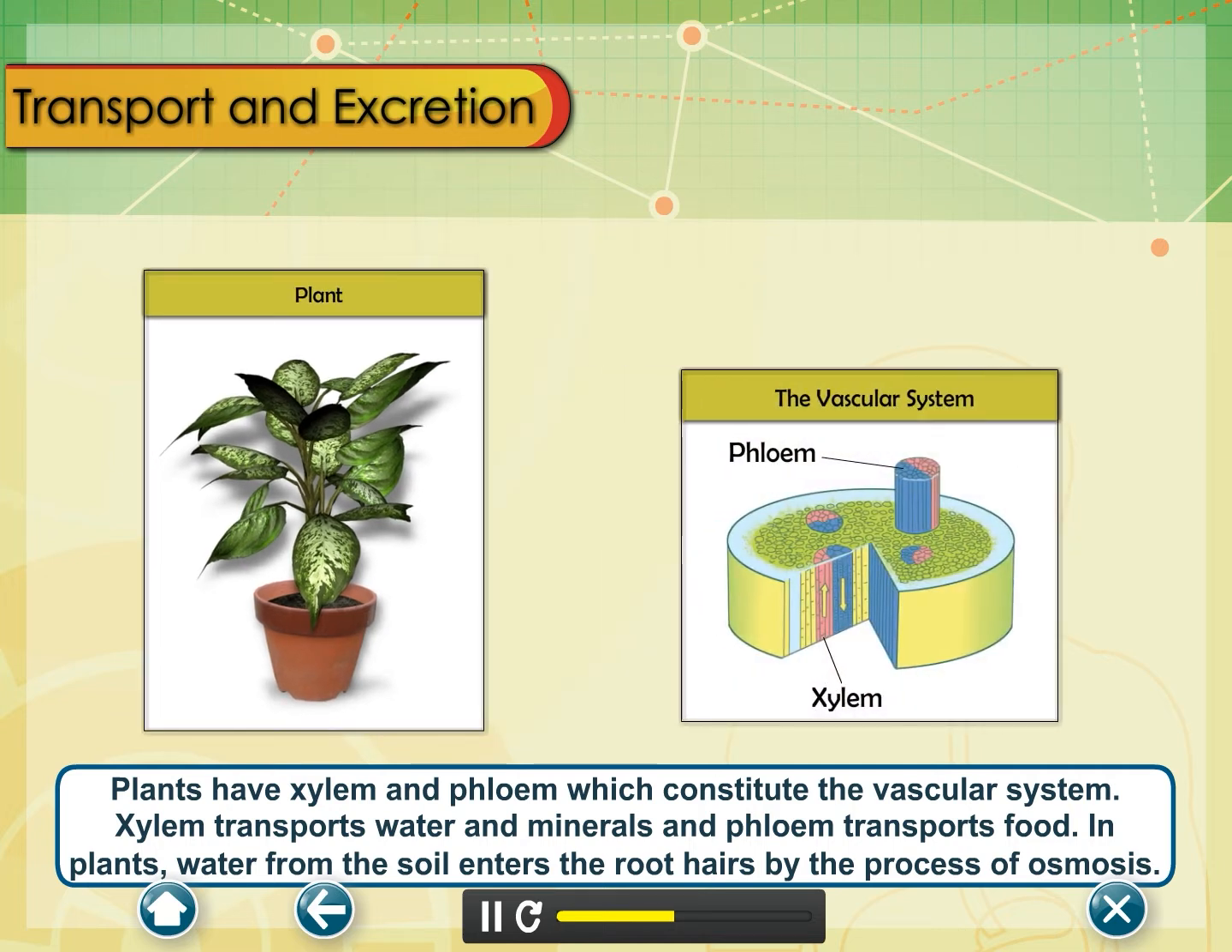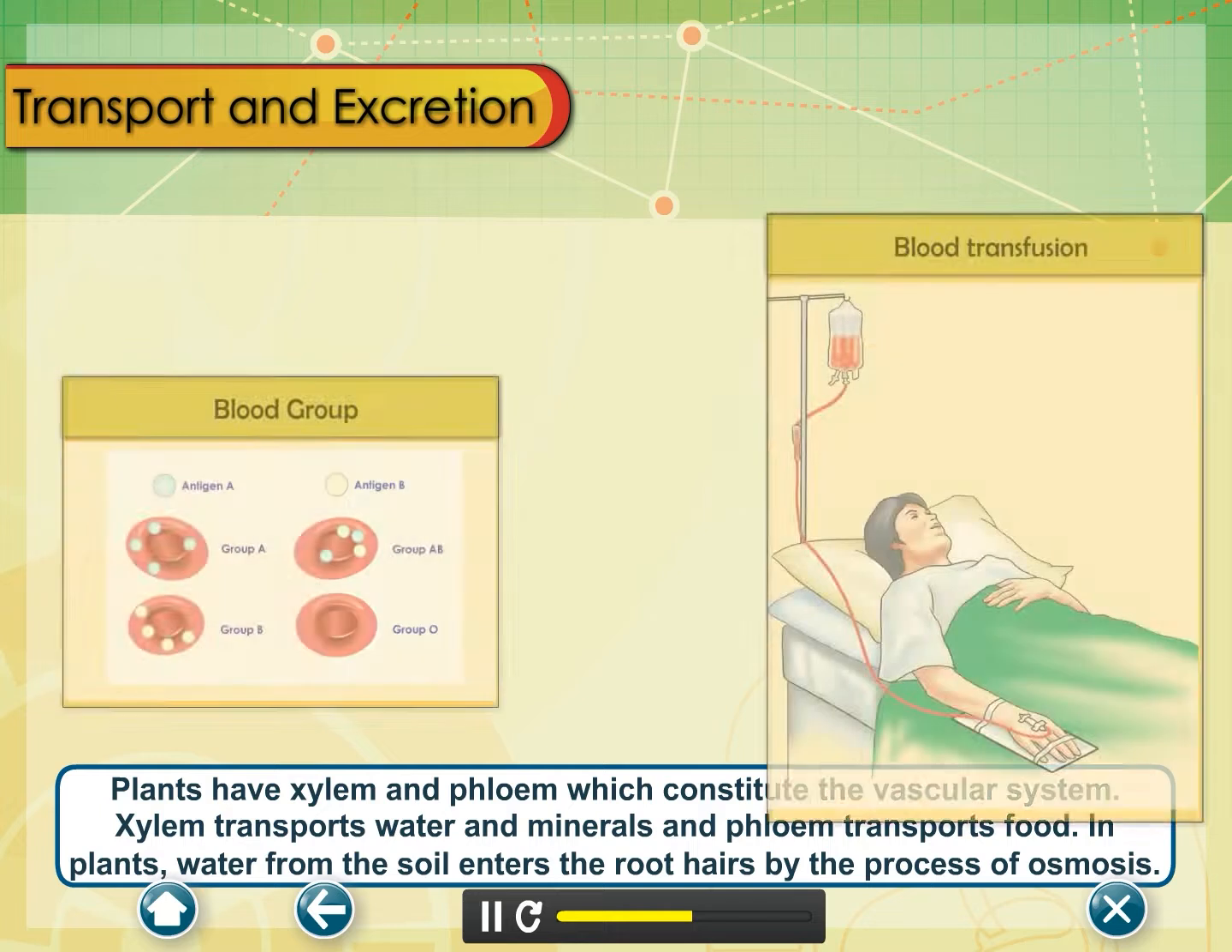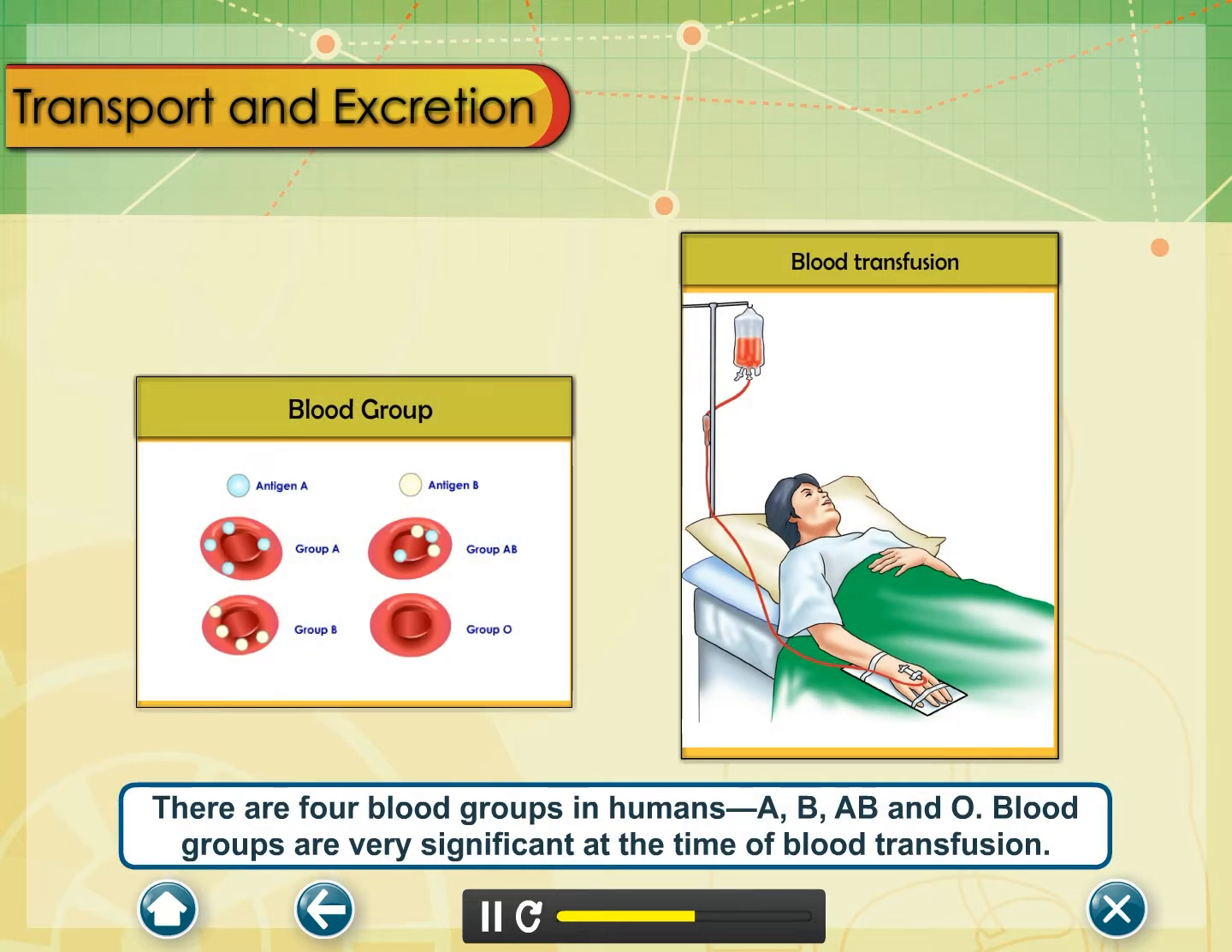Plants have xylem and phloem, which constitute the vascular system. Xylem transports water and minerals, and phloem transports food. In plants, water from the soil enters the root hairs by the process of osmosis. There are 4 blood groups in humans: A, B, AB and O. Blood groups are very significant at the time of blood transfusion.